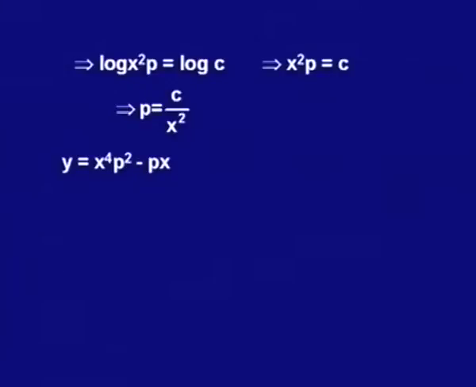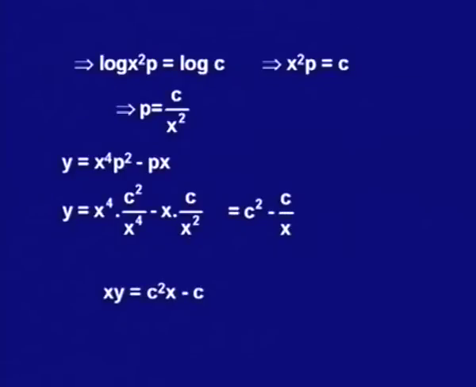Now, if I put p over here, what I would get? y as x to the power 4. For p square we are writing c square upon x to the power 4 minus x, and p we are writing c over x square. Simplification, what it gives? We are getting x y is equal to c square x minus c. So, we have got this as the solution and this we would call the general solution.